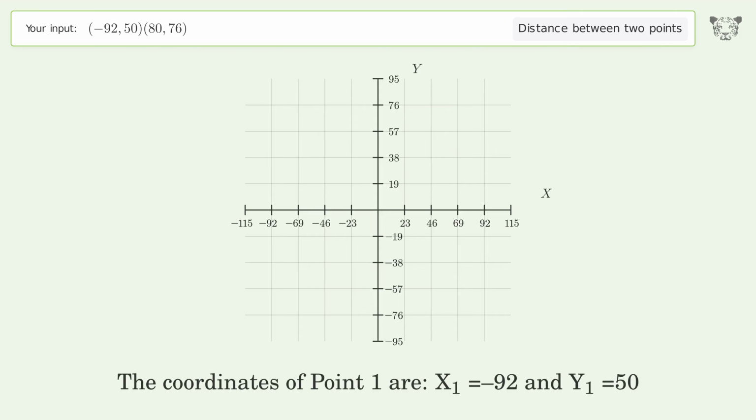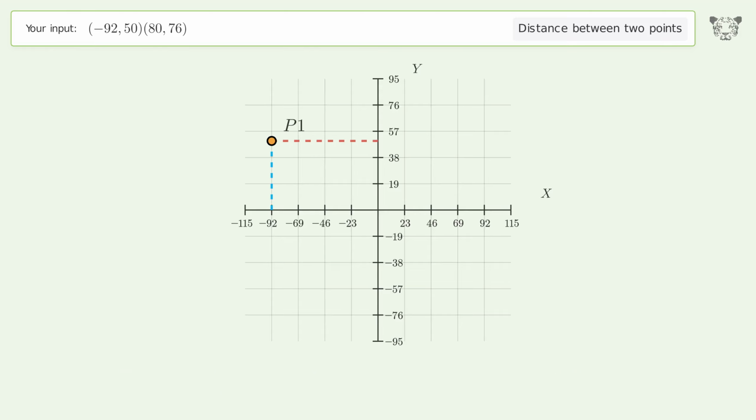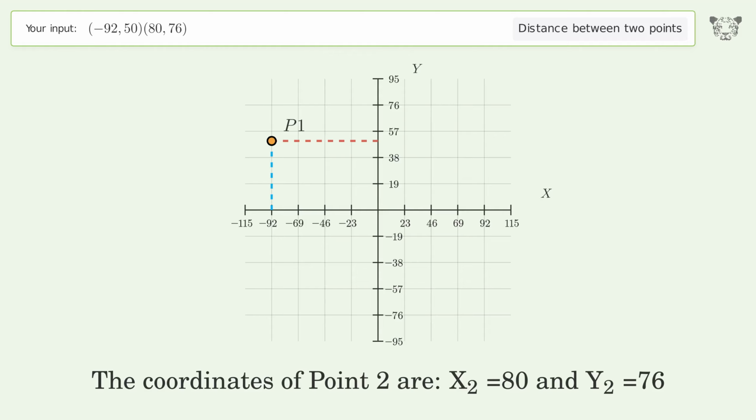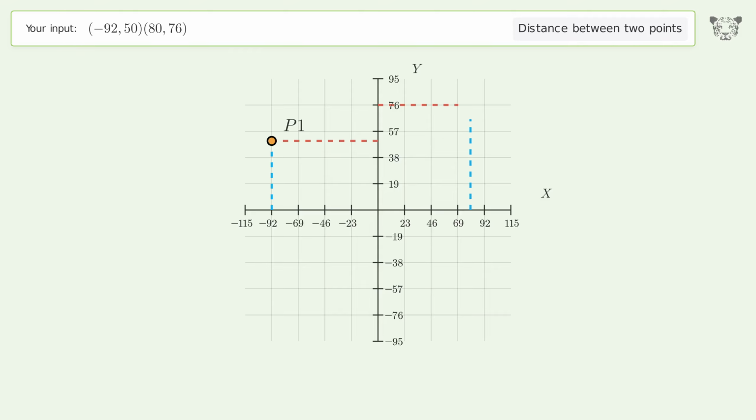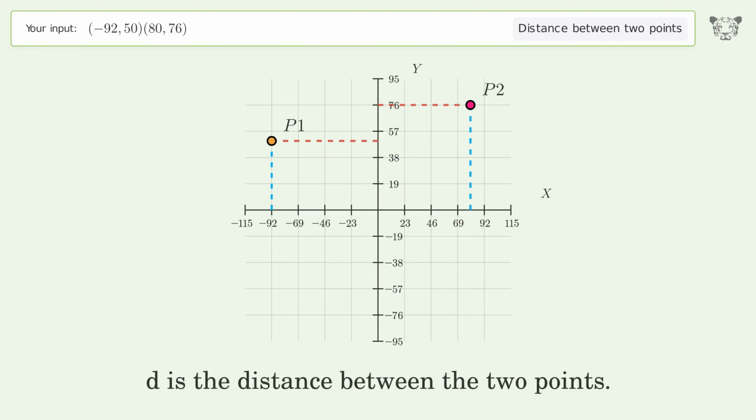The coordinates of point 1 are x1 equals -92 and y1 equals 50. The coordinates of point 2 are x2 equals 80 and y2 equals 76. D is the distance between the 2 points.